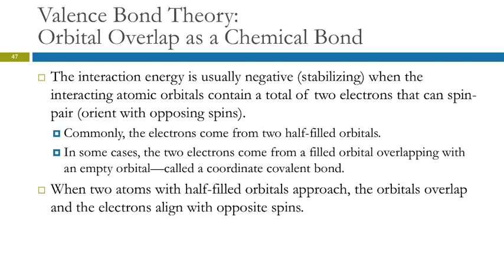That's usually what happens. Sometimes, though, you can get a filled orbital from one atom overlapping with an empty orbital from the other. That's called a coordinate covalent bond. That's less common, but it does happen. So when you've got 2 atoms with half-filled orbitals approaching each other, the orbitals will overlap, and the electrons are going to line up with opposite spins.